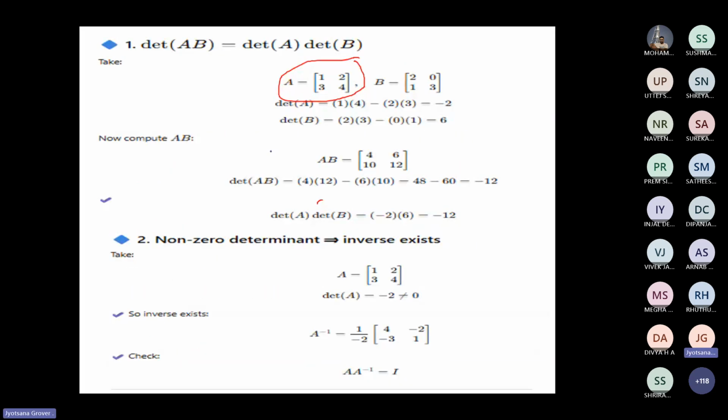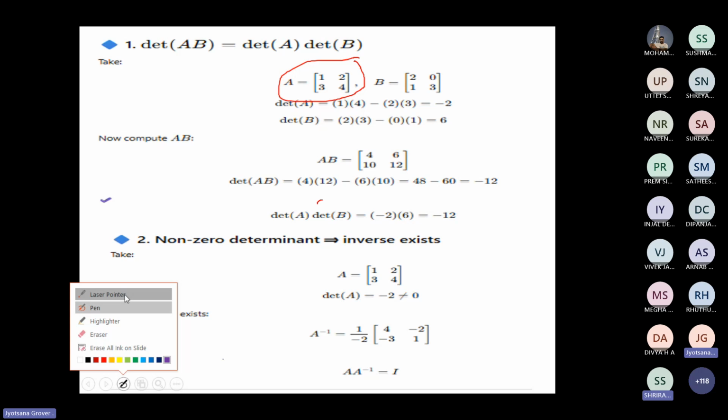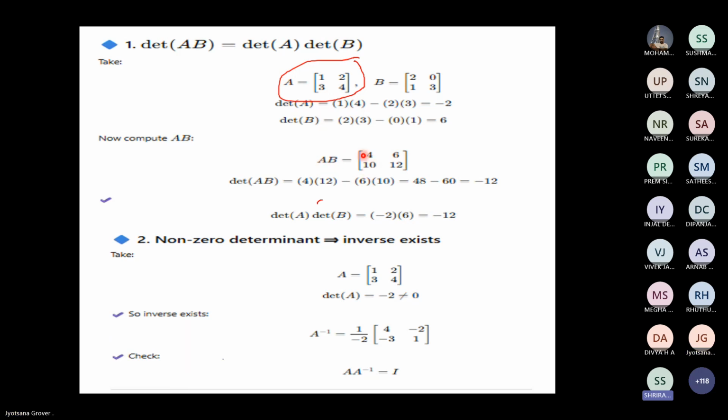We were doing the first property. Where were we? We first have to find 3 into 2 plus 4 into 1, which is 6 plus 4, so it becomes 10 here. Now how do you get this entry? This is the 2,2 index, second row, second column. So you take 3 into 0 plus 4 into 3, which is 12.